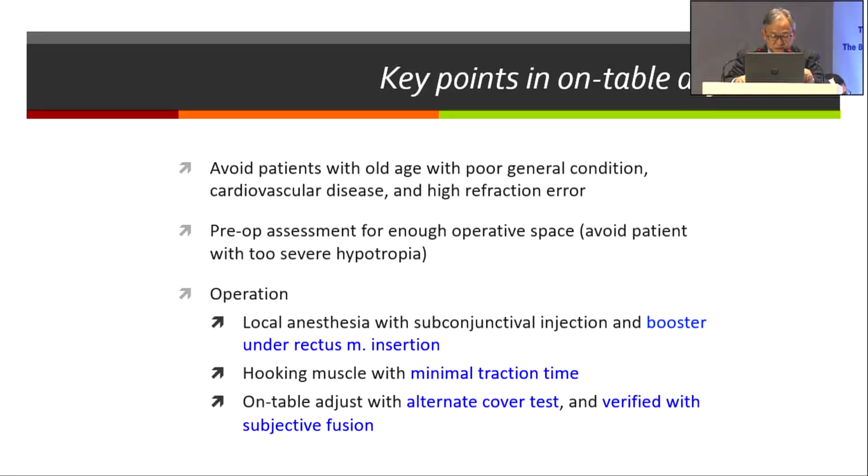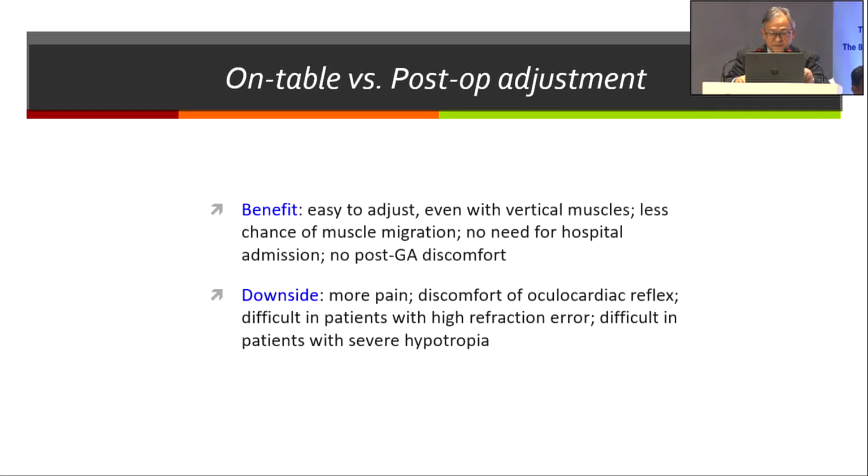And the operation is done with local anesthesia, and we do give a booster injection of the local anesthetic agents into the soft tissue under the inferior muscle insertion. And hooking the muscle with minimal traction time may prevent discomfort for these patients. And at the final stage, we will do the on-table adjustment with the alternating cover test. And at the end of the surgery, we will verify the subjective fusion by the patients.